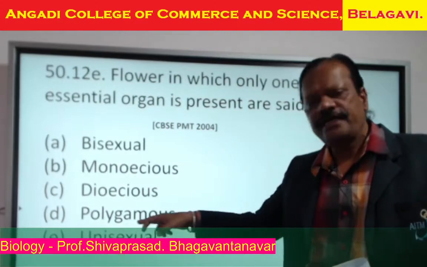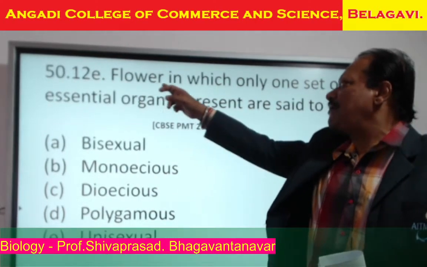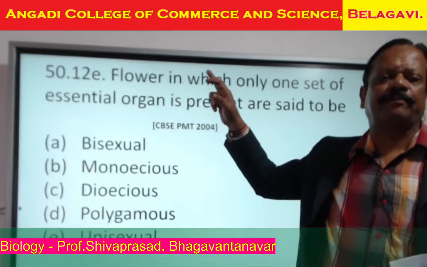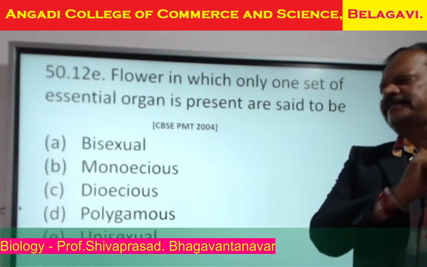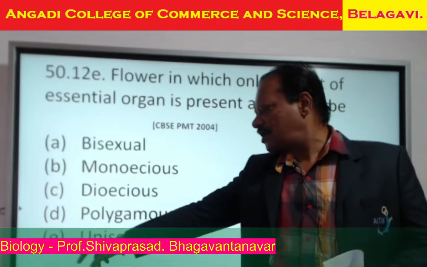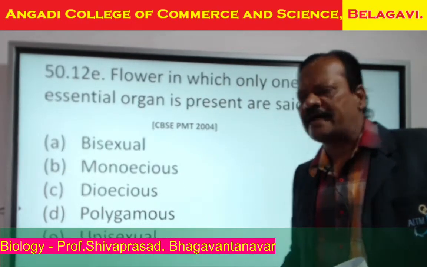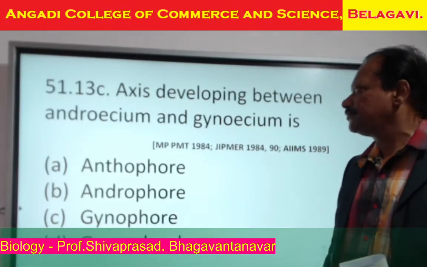It is called unisexual. So as a result, flower in which only one set of essential organ is present, either male or female, that set is present, then the plant is called as unisexual. So unisexual is the right answer. Now the next slide.